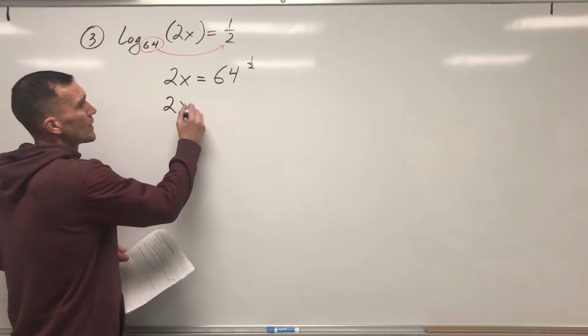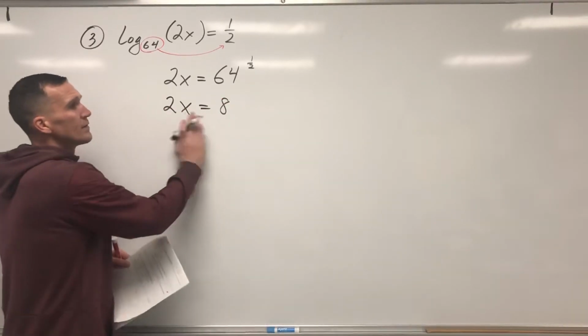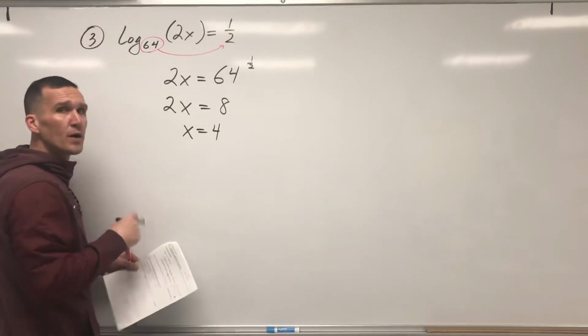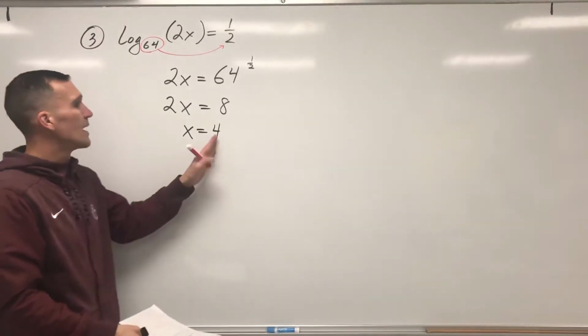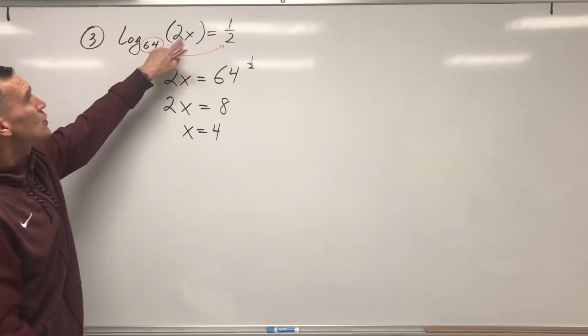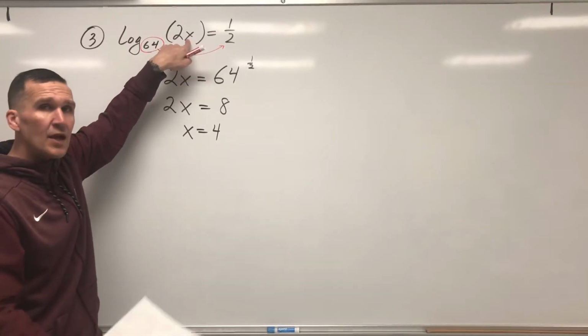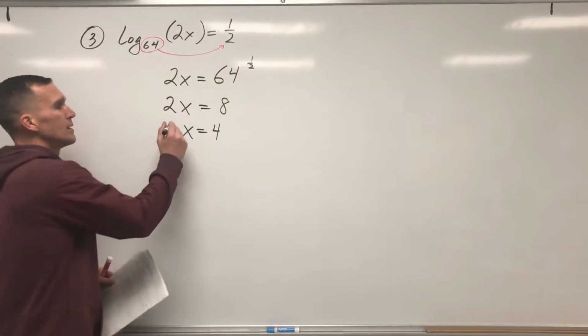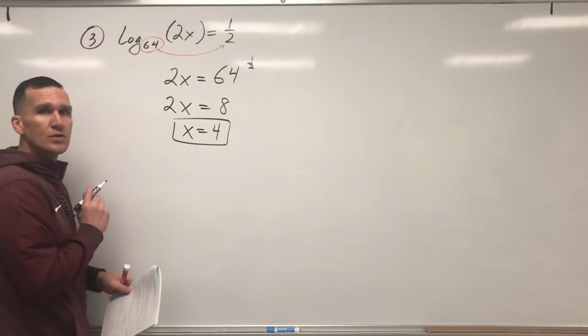So now I have 2x is equal to 8. Divide both sides by 2 and get a solution of 4. Now notice I didn't box it. I do have to check. 2 times 4 is 8. The argument has to be a positive number. 8 is a positive number, so it's a valid solution.